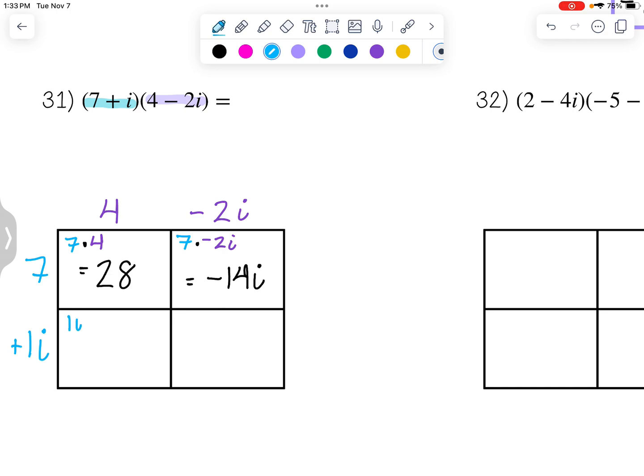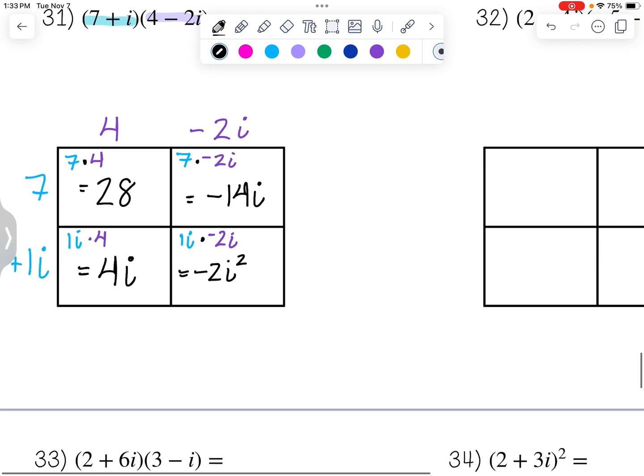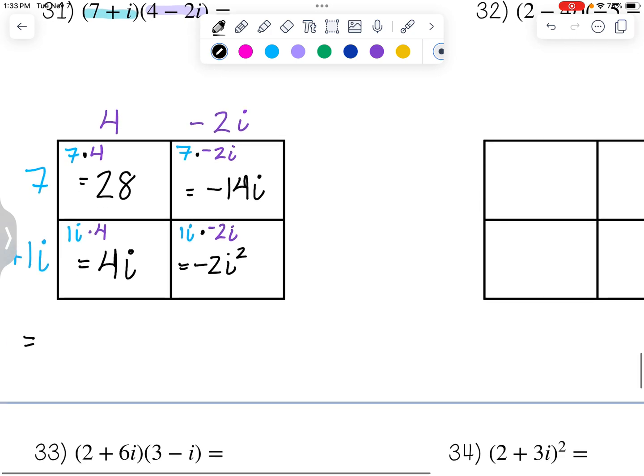So I'm going to do 1i times the 4, which is going to give me 4i. And then I'll do 1i times the negative 2i. So 1 times negative 2 will give me negative 2, and i times i is i squared. So then we want to make sure we combine our like terms, right? So we have 4i and negative 14i along our diagonal, so we're going to make sure we combine our like terms here.